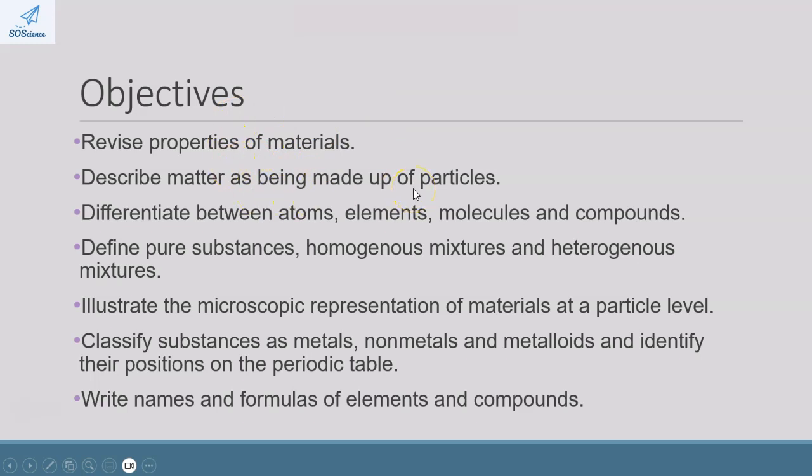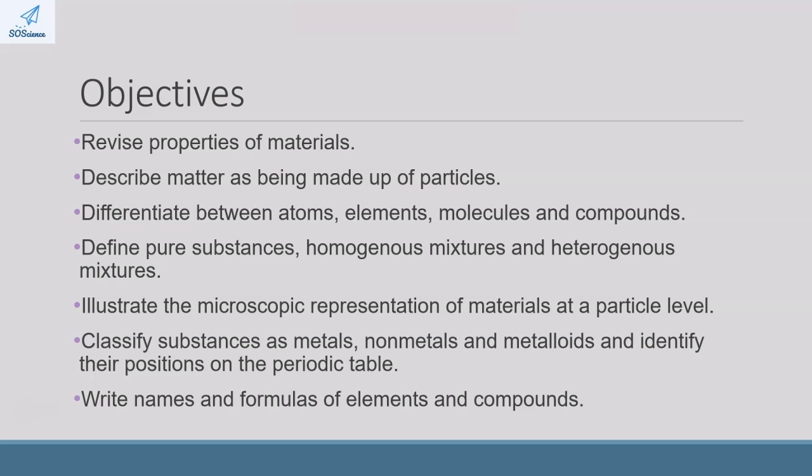We are going to describe matter as being made up of particles, as we did in grade 8 when we learned about the particle model of matter. We are going to differentiate between atoms, elements, molecules, and compounds. We'll define pure substances, mixtures, and then we'll define homogeneous and heterogeneous mixtures. We are going to illustrate the microscopic representation of materials.